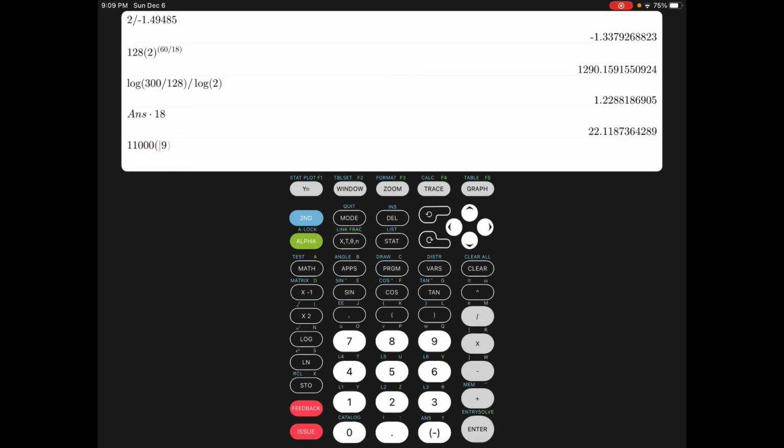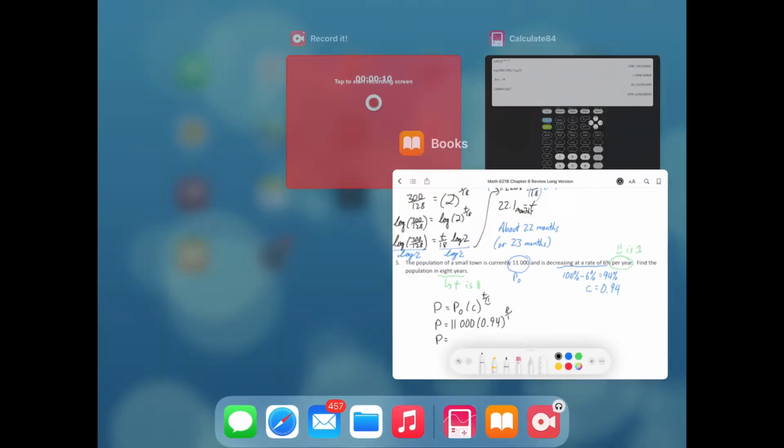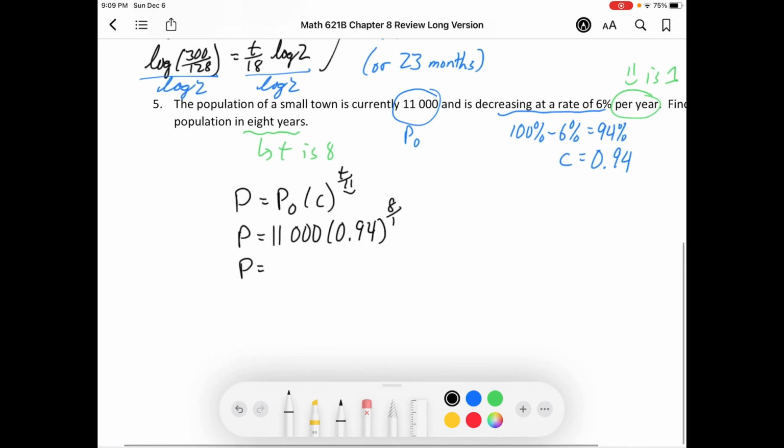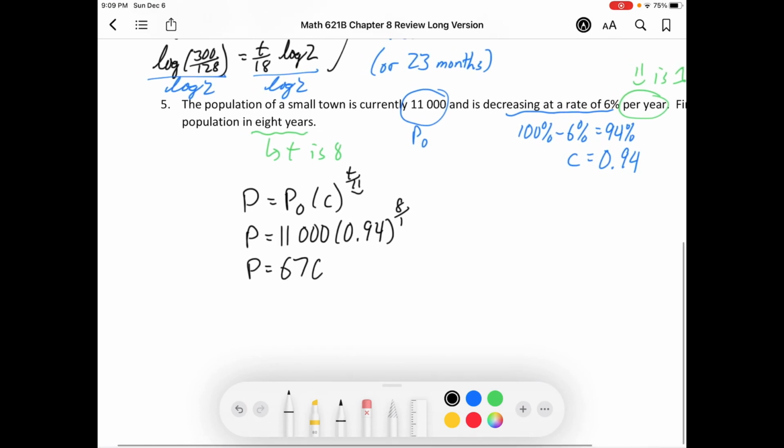0.94. Always good to show a leading zero, hey? 0.94 to the power of 8. We get 6,705. That's the projected population after 8 years. And I'll give my units, they're people.